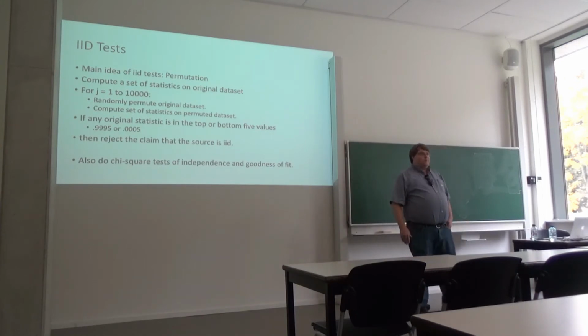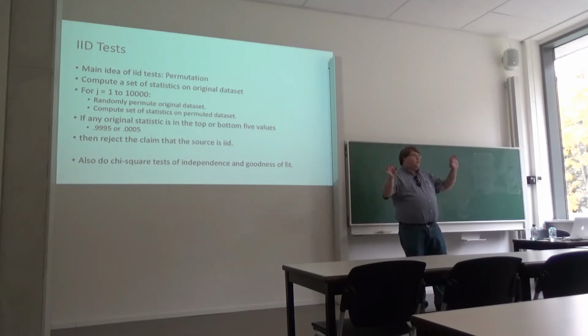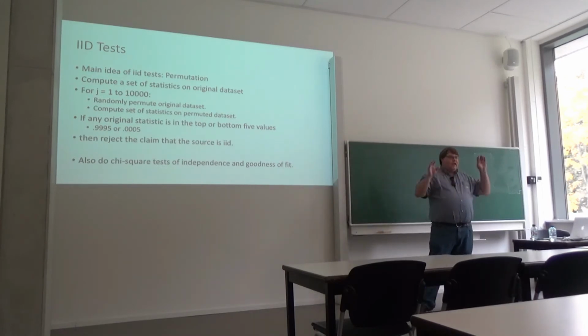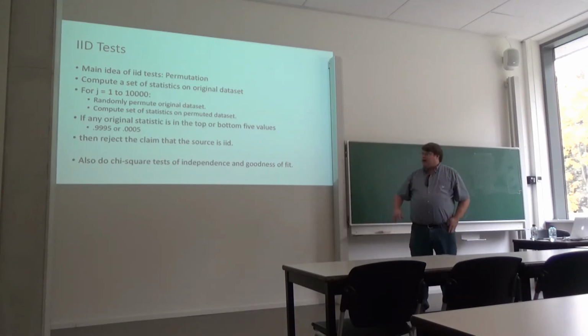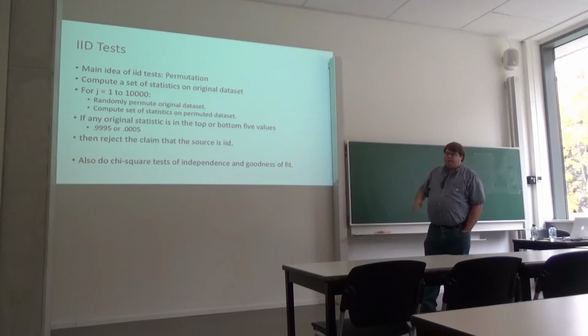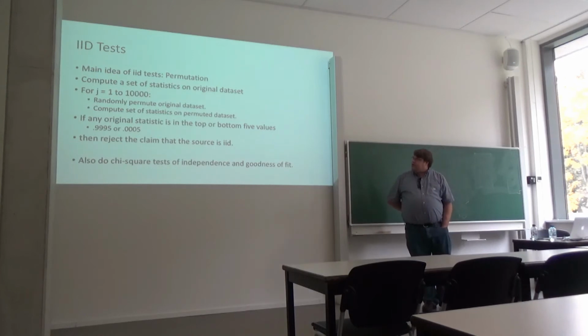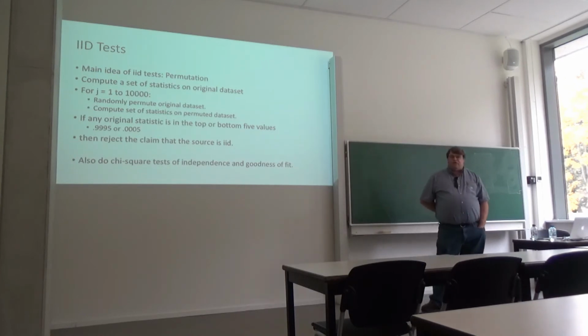So for goodness of fit, we break the sequence into, I think, 10 different pieces and do chi-square goodness of fit to ask: is it the same distribution in different parts of the sequence? We also do this chi-square test of independence just to make sure that we're not seeing serial correlations. The most important thing we do, though, is this series of permutation tests.